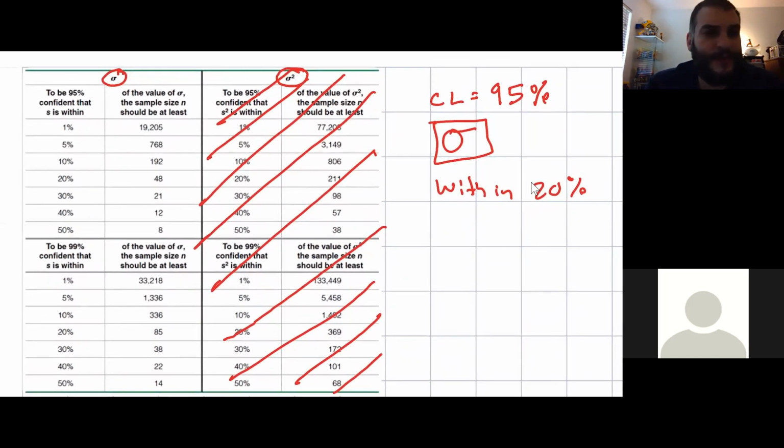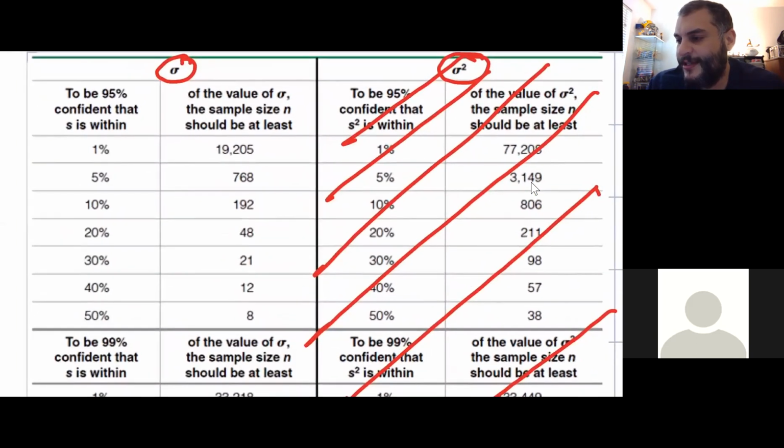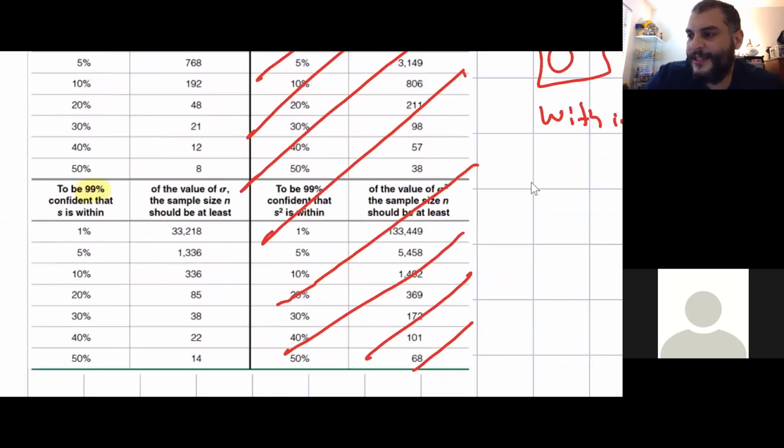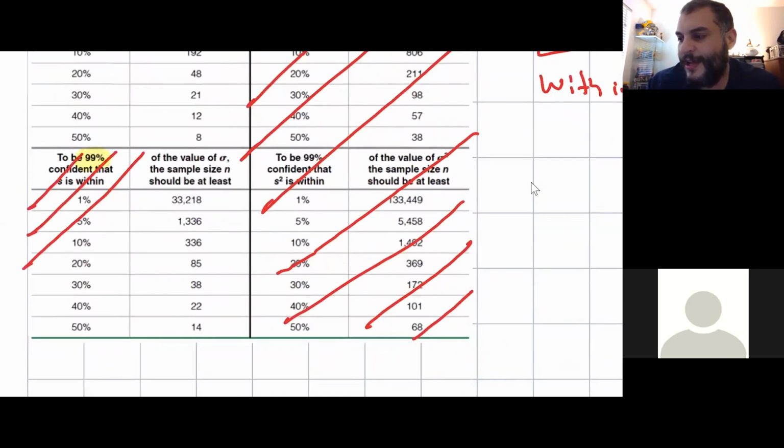The next thing you want to look at is the confidence level. We want a 95% confidence level. The table says, to be 95% confident that S is within, so that's at 95%. If you look at this one, it says 99%. Since this one says 99%, I'm not going to use it, because we want a confidence level of 95%.